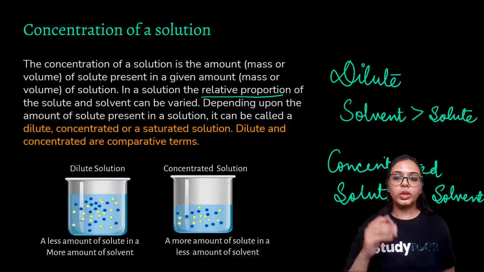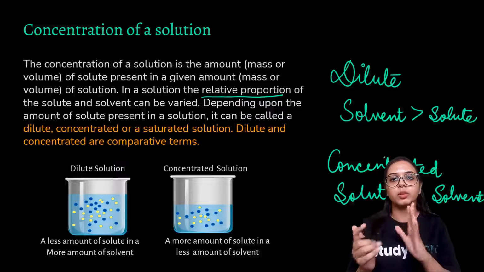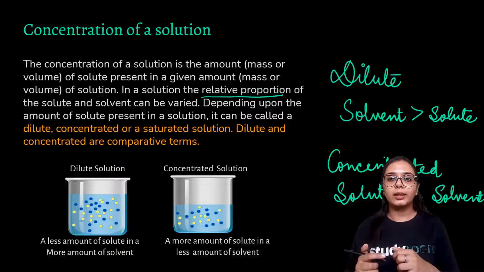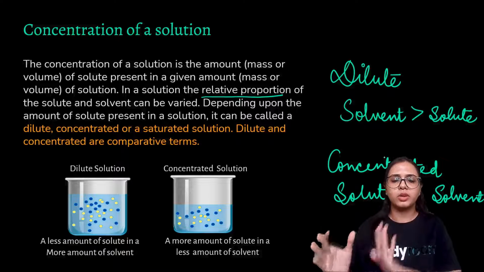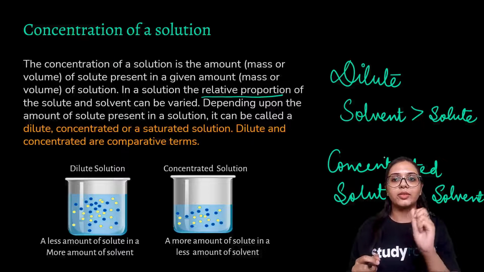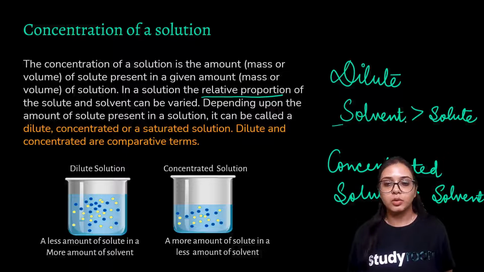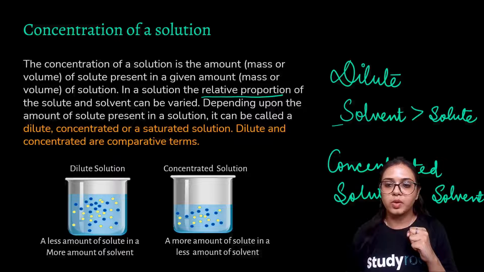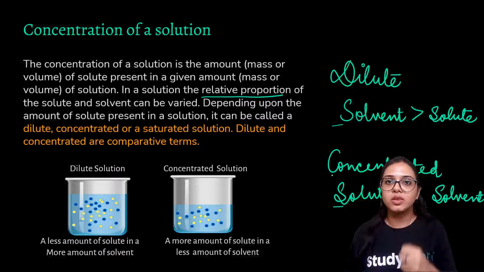So we know that the quantities of solute and solvent can vary, the composition can vary. When you are taking a large quantity of solvent and adding only a very small amount of solute, that solution is a dilute solution because the solvent is more than the solute. But when you are taking a very small quantity of solvent and adding a large quantity of solute to it, you're basically making a concentrated solution.